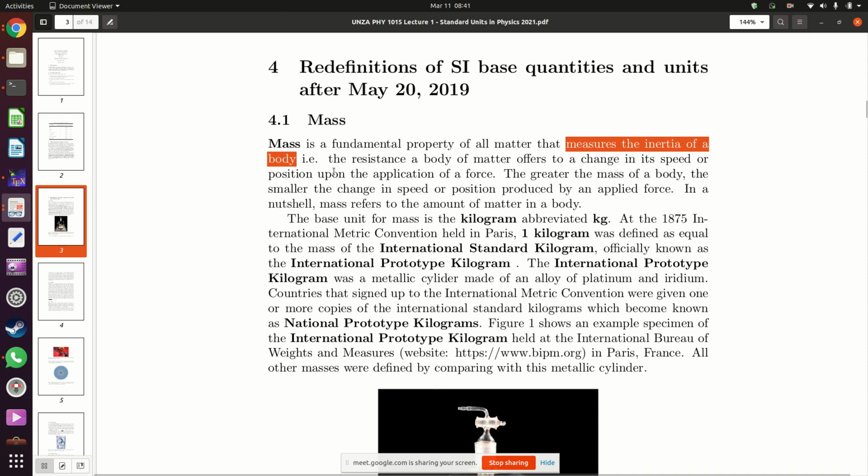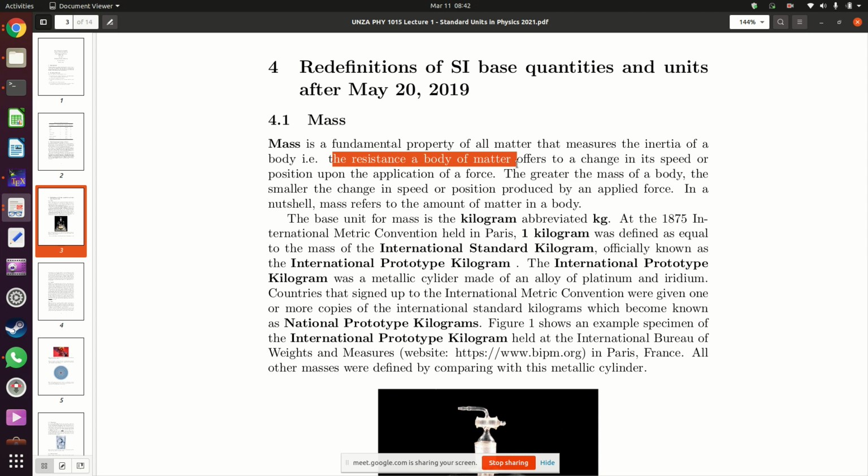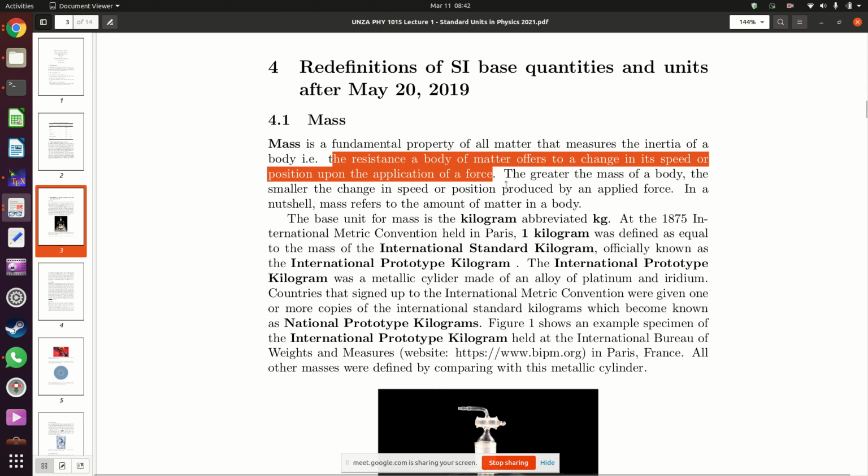Mass is a measure of something called the inertia of a body. Inertia in physics is defined very specifically. Inertia is the resistance of a body of matter to change its speed or to change its position when a force is applied. You can apply a force in two ways: you can push an object or you can pull an object.